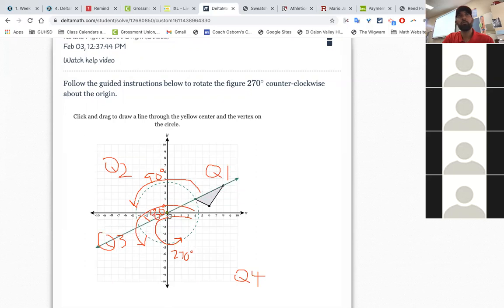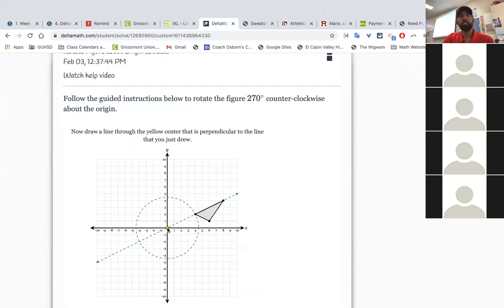Okay, so basically I'm drawing a line from the middle to one of the points, okay? Now, you can see that line right there. Now draw a line through the yellow center that is perpendicular to the line you drew. So this is kind of guiding you through, by the way. Here, let me get rid of the drawing so it's not in the way. So basically, just follow the directions as it guides you through. So now draw a line that's perpendicular.